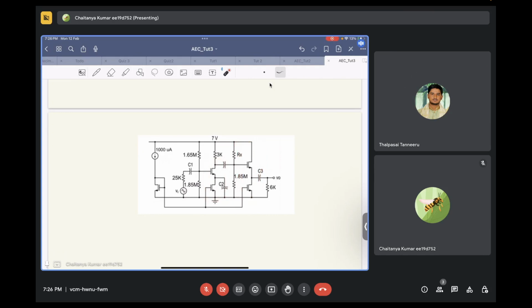Now you can find out the gain from input to output. You can individually find out the gain of the common source, and individually find out the gain of the common drain. Since these two are in cascade with each other, you can multiply them and get the answer. Yes, sir. Here it is cascade, or cascode? Both are there, no, sir?